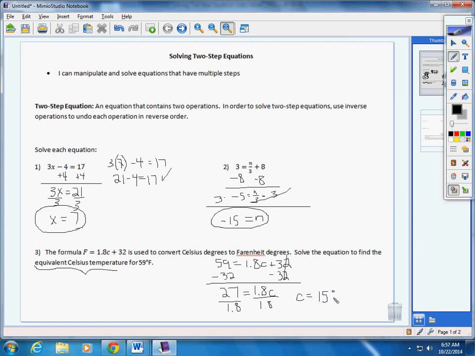How do you check that answer? Please bring it all the way back to your original equation. 59 equals 1.8 times 15 plus 32. And then you simply simplify that guy and make sure the left side and the right side are equal. As it turns out, we did this correctly. So you should get 59 equals 59. It checks. So that guy is your answer. Alright, let's move on to the next slide here.